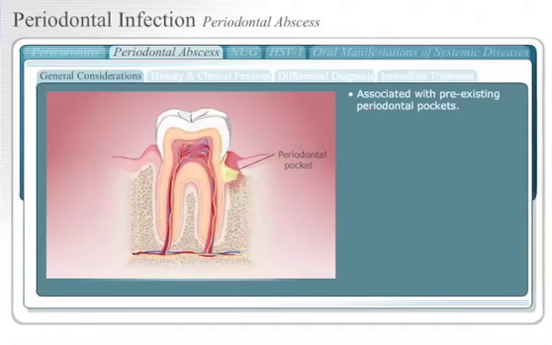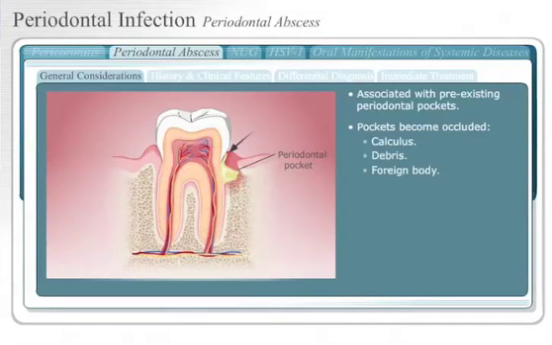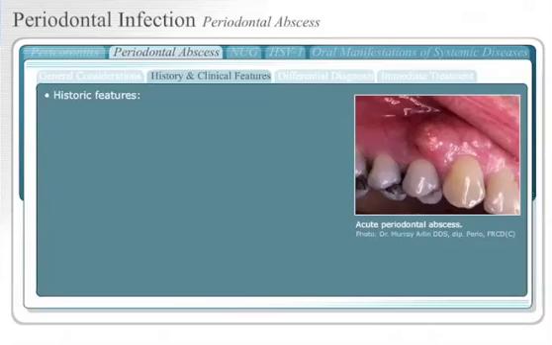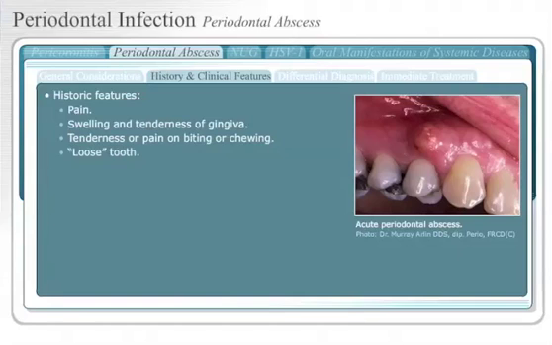A periodontal abscess is usually associated with pre-existing periodontal pockets which become occluded with calculus, debris, or a foreign body. Because the pocket cannot drain, the purulent exudate accumulates. The patient usually presents complaining of pain, swelling, and tenderness with sensitivity to biting and possibly looseness of the tooth.